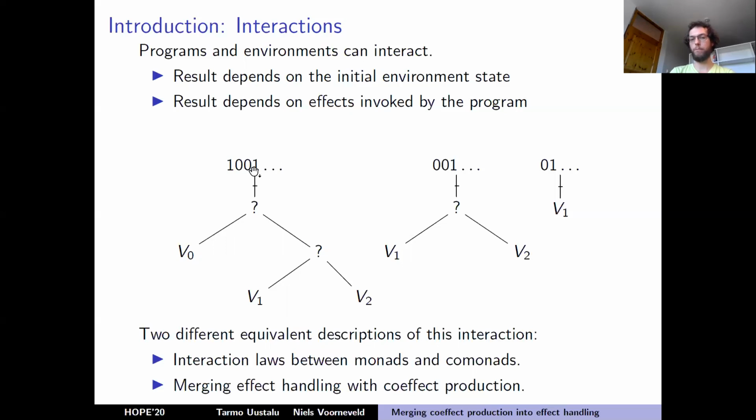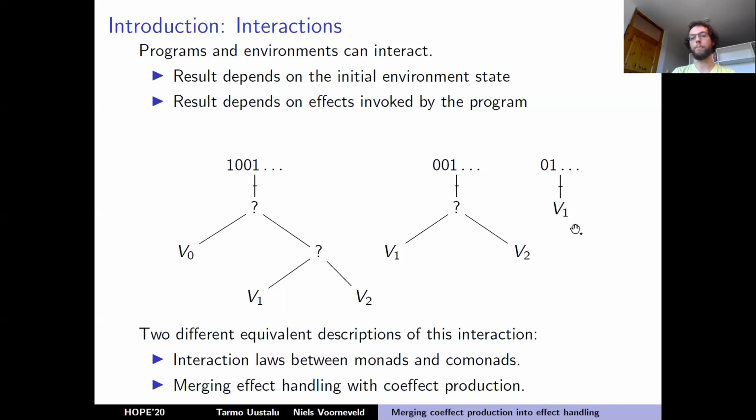And in this case, because it's represented by the stream, first a 1 is produced, so that means we go to the right, and then we're here, and then a 0 is produced, so we go to the left. And so when this interaction is resolved, what we have left over is that the program produced V1, and we have this final state of the environment left over here, which is the tail of the initial environment.